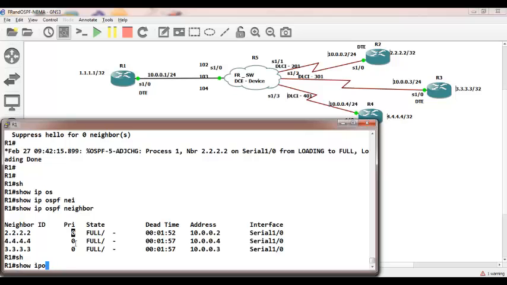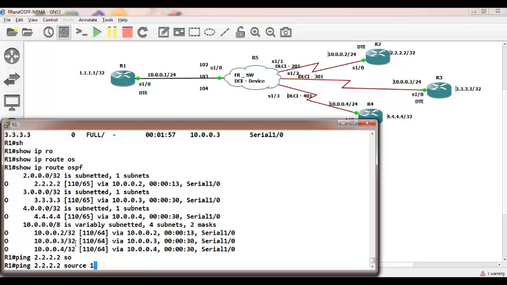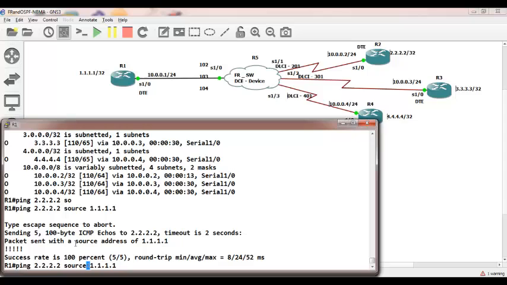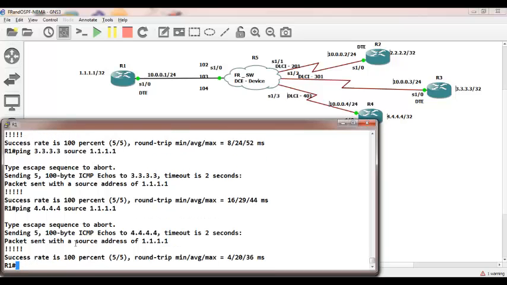Show IP route OSPF. You see all the loopbacks and all the networks. If you want to ping, you can ping 2.2.2.2 with a source of 101. You can ping all the branch offices. See, now we have seen 2 types out of 5. What we have seen is the industry standard. Every vendor knows this. The other 3 that we are going to see are Cisco standard.